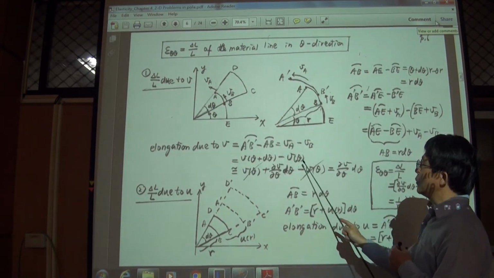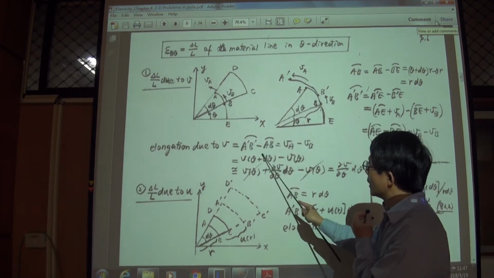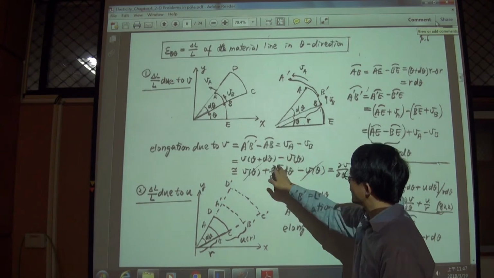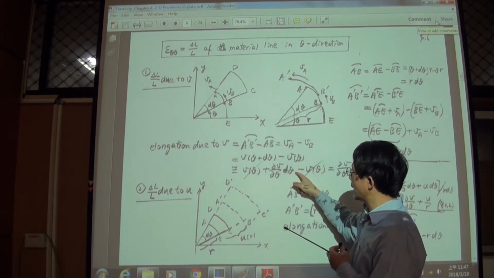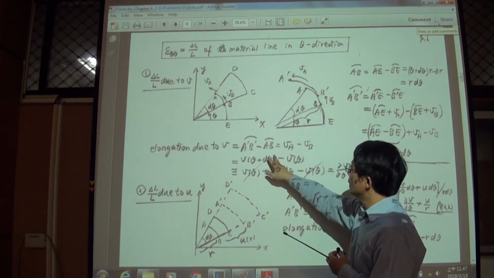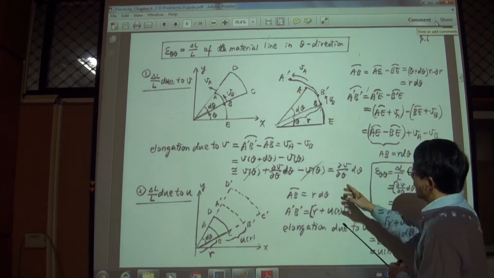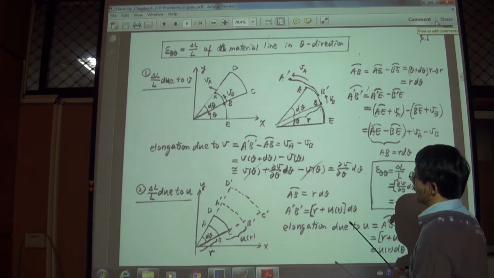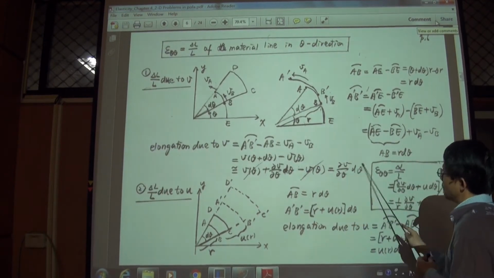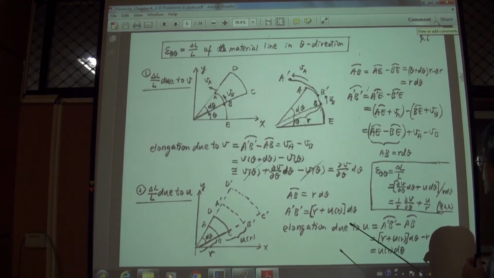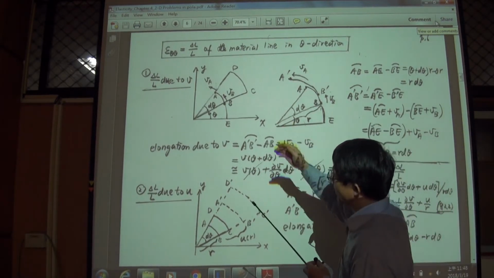Now, if you understand this relation, we can go ahead to use the Taylor series to express this term by this term. Of course, we have neglected the higher order terms. So this term is approximately equal to this term, and this term we just copy here. And this term can cancel out. So finally, we end up with this elongation. This is the elongation due to V, the displacement in the V direction.